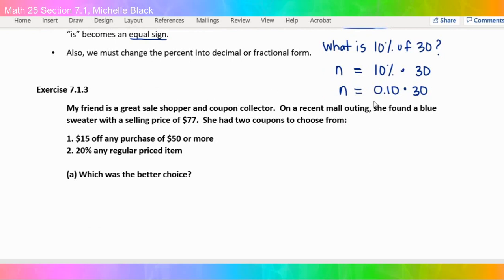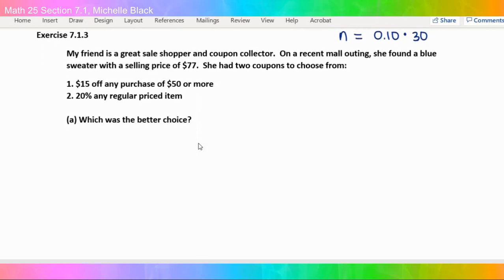Okay, let's try to apply this idea to this word problem. Exercise 3. My friend is a great sale shopper and coupon collector. On a recent mall outing, she found a blue sweater with a selling price of $77. She had 2 coupons to choose from. The first coupon is $15 off any purchase of $50 or more, and the second one is 20% off any regularly priced item. Which coupon is a better choice so that she gets the better discount?